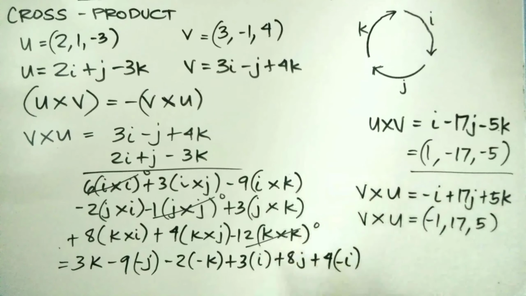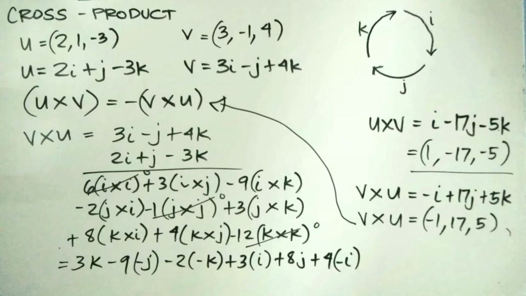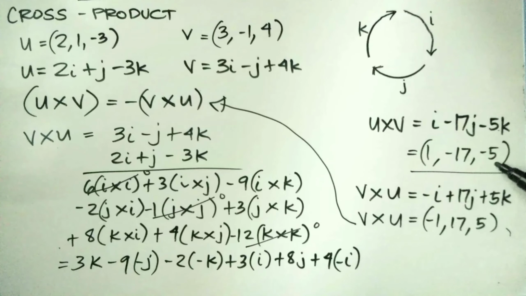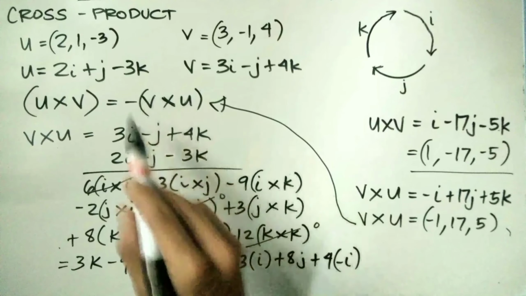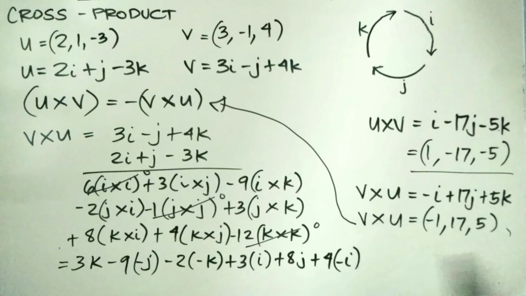If you will observe here, we have satisfied our property. u cross v is positive 1, negative 17, and negative 5. And if you multiply v cross u by a scalar quantity negative 1, that would yield u cross v. So we have satisfied the property of the cross product.